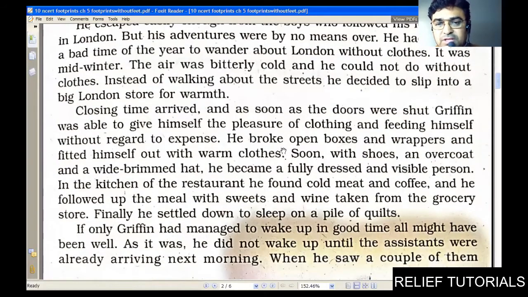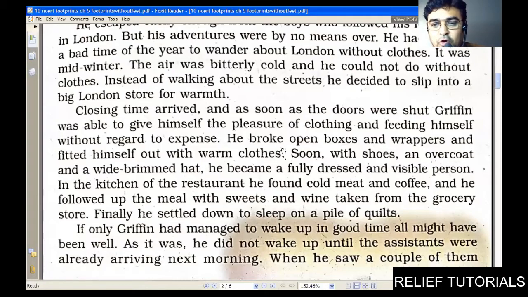And as soon as the doors were shut, Griffin was able to give himself now the pleasure of clothing and feeding himself without regard to expense. For the first time it happened to him. Normally, if you are in a store and if you buy or wear some clothes, you have to pay. If you get some food, you have to pay. But here he was invisible and was not seen by anyone, and the store was almost shut. So he desperately wanted some clothes. So he got the pleasure of clothing. He also got something to feed upon without any expense, without paying anything.